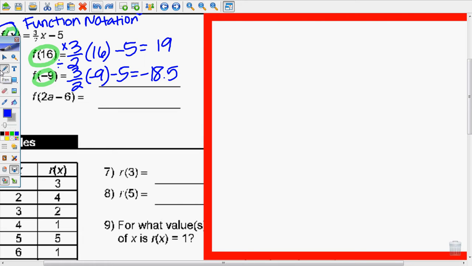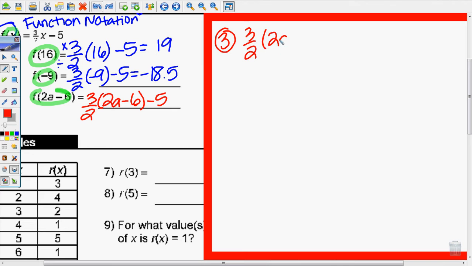Okay, so this time I'm substituting in a whole expression, right? It's not just one number, it's an expression that I'm substituting in. So I'm substituting in 2a minus 6. So I have 3 halves times 2a minus 6 minus 5. So when I work this out in my notebook, I've plugged in, so now I'm going to go through the stages of PEMDAS.